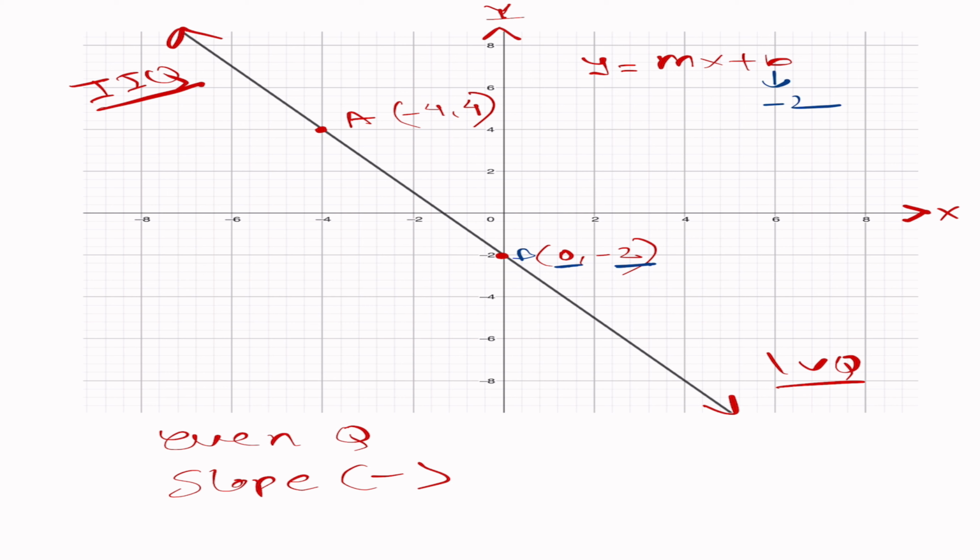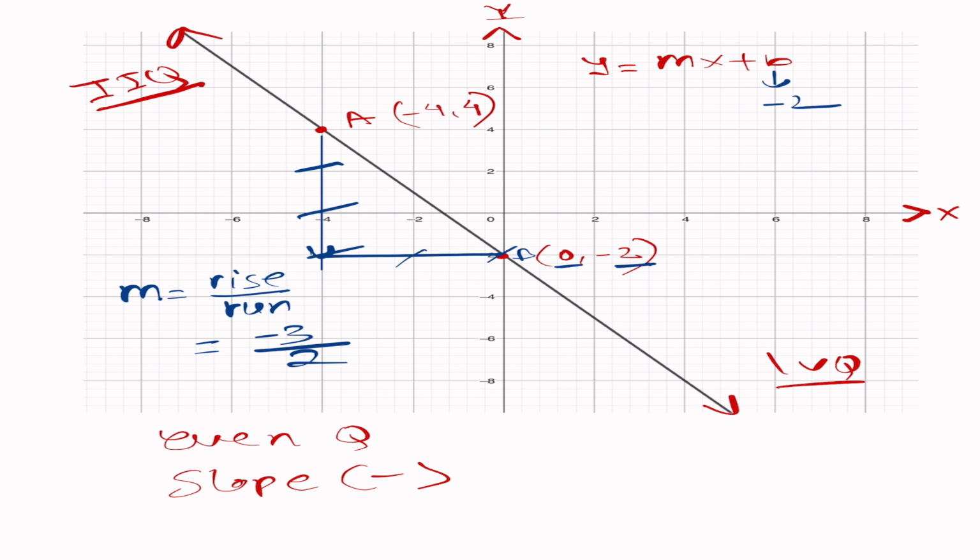Now we have to find the slope m. m is just rise over run. Since the line is in the even quadrants, it's going to be negative rise over run, which means fall over run. So the fall from here to here is 1, 2, 3, so we write -3, and our run is 1, 2, simply 2. So it's -3 over 2. Our slope is -3 over 2.